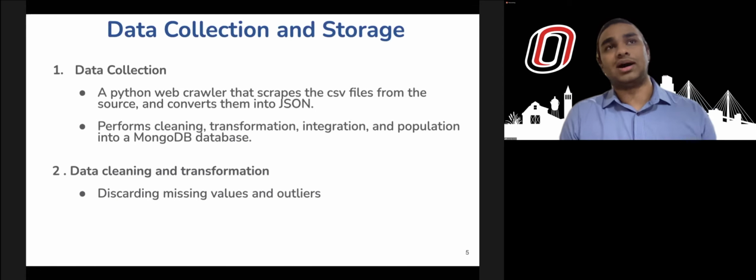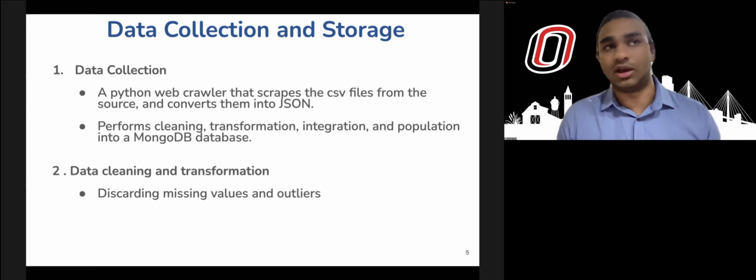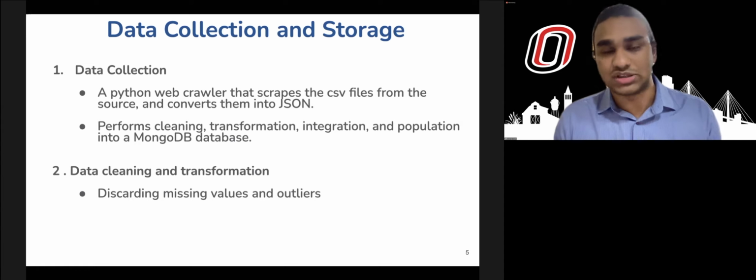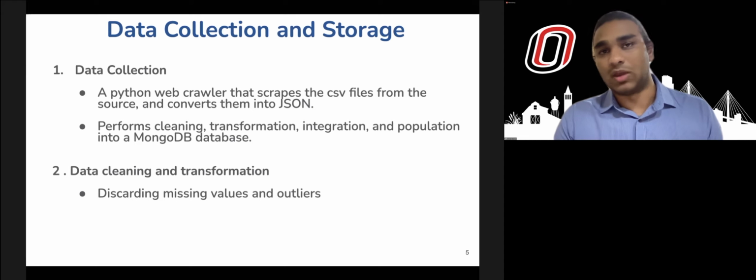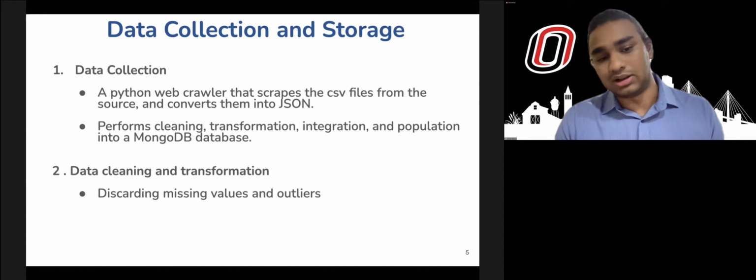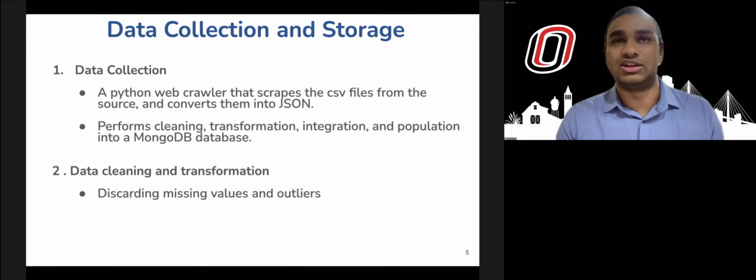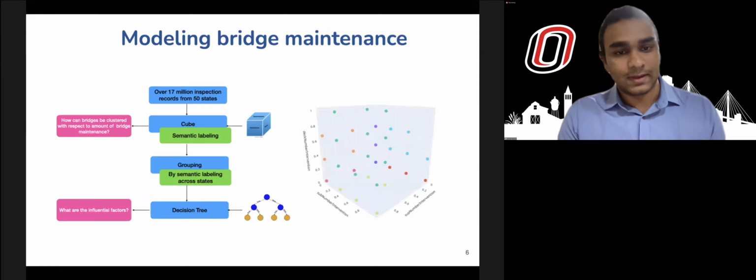So the way we collect our data is, our primary data source is the National Bridge Inventory. We have developed a web crawler that goes onto the Federal Highway Administration's website. We collect all the CSV files that they have hosted, and we convert them into JSON format. And while we are doing all this fetching and conversion, we also run a cleaning and transformation algorithm so that we get all the good data. Basically, it looks for the missing values and takes them out of the records.